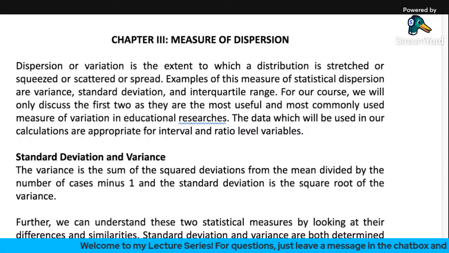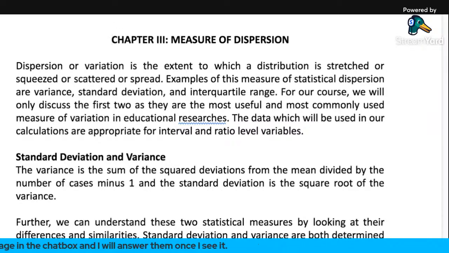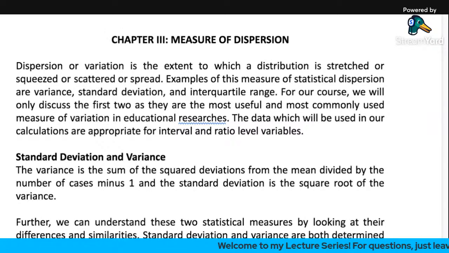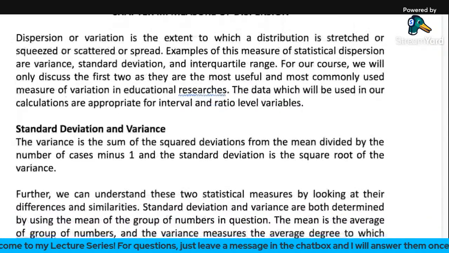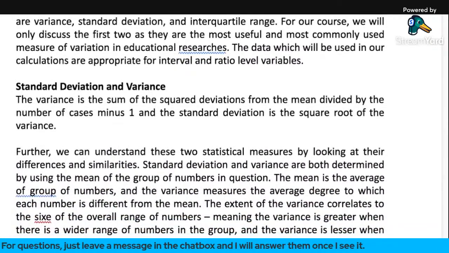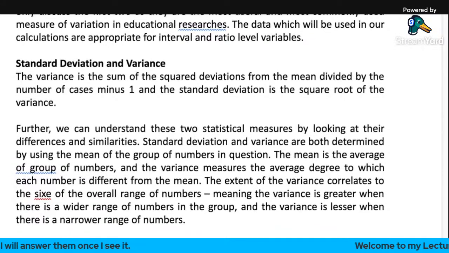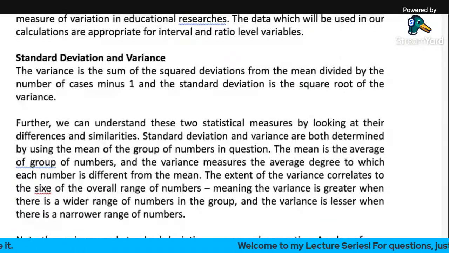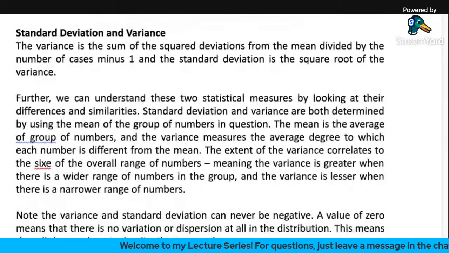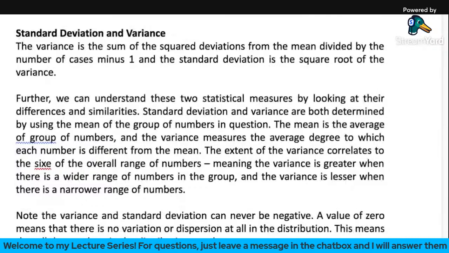But let's just talk about what is measure of dispersion. Dispersion or variation is the extent to which a distribution is stretched or squeezed or scattered or spread. Okay, examples of this measure of statistical dispersion are variance, standard deviation, and interquartile range. For our course, we will only discuss the first two as they are the most useful and most commonly used measure of variation in educational researches. The data used in our calculation will be interval and ratio levels of variables. So the variance is the sum of the square deviations from the mean divided by the number of cases minus 1, and the standard deviation is the square root of the variance.